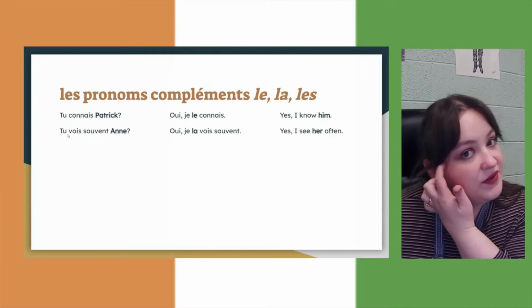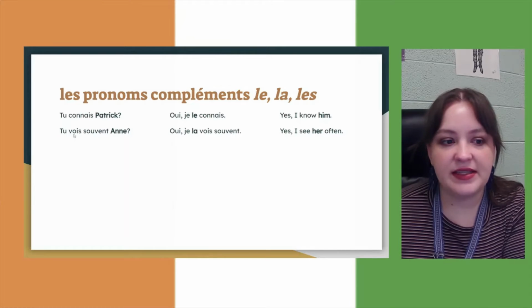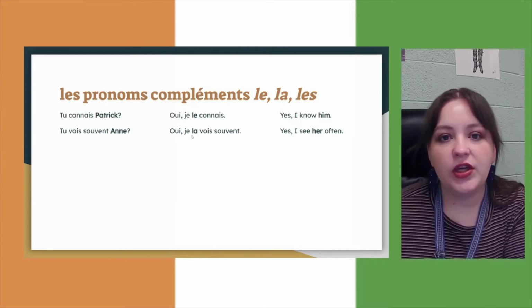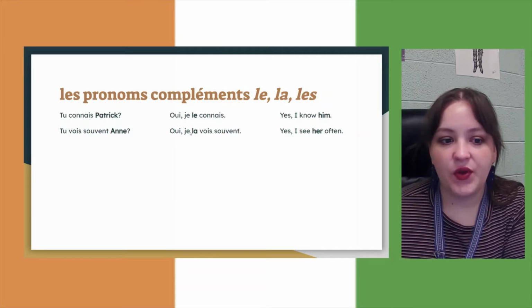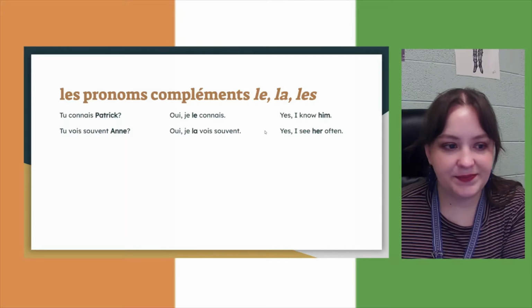Another question. Tu vois souvent Anne? Do you often see Anne? Oui, je la vois souvent. Yes, I see her often. Once again, la, that's our direct object pronoun. That's how you say her, and it goes in front of our verb.